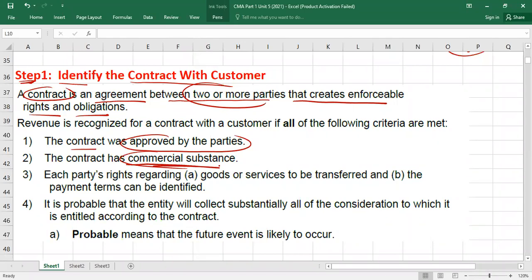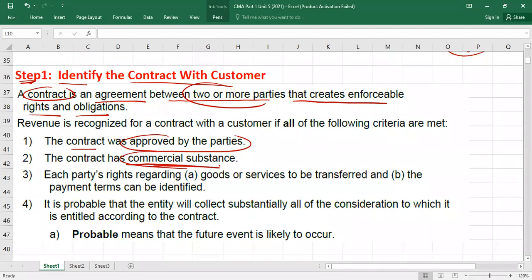So this is what is called having a commercial substance. Or, in other words, it will change the position of risk and rewards of the parties. For example, if I'm selling goods to you and I transfer goods to you, and risk and rewards of ownership is transferred to you, now risk is changed, right? It is shifted from my side to your side. If the goods are damaged now, it is your responsibility. It is not my responsibility. But in the standard, we can say commercial substance means that due to this transaction, the cash flow position of the company is going to be changed.